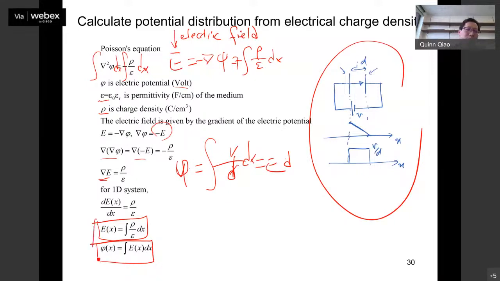So these are important equations. We want to start with the carrier density, and then we do the integration with carrier density. We get the electric field, and then we do the integration of the electric field. We get the energy or potential distribution.